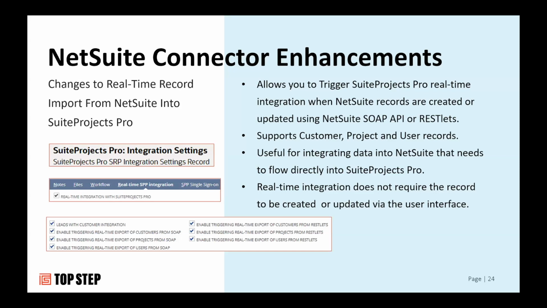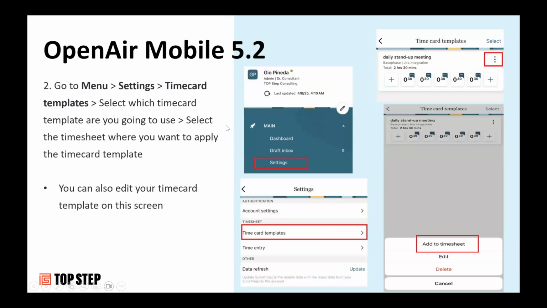Well, this last release allows you to trigger the integration in real time when the NetSuite records are updated by any SOAP API or any RESTlets. So now we don't have to wait for the integration. If you're integrated with, like, a CRM and it's creating objects in NetSuite, you want those pushed over to SPP, we don't have to wait for the batch. You can enable the real time here. So again, it adds some different factors and features in the real-time SPP integration records, which could be beneficial.